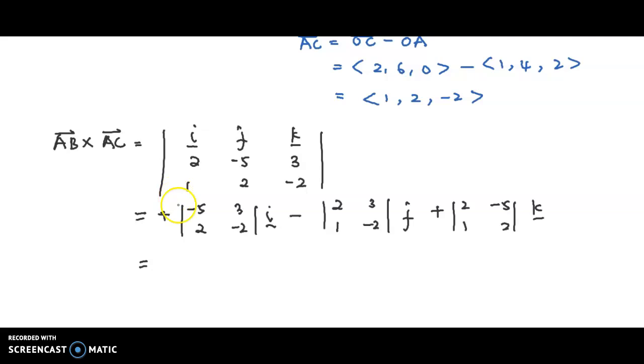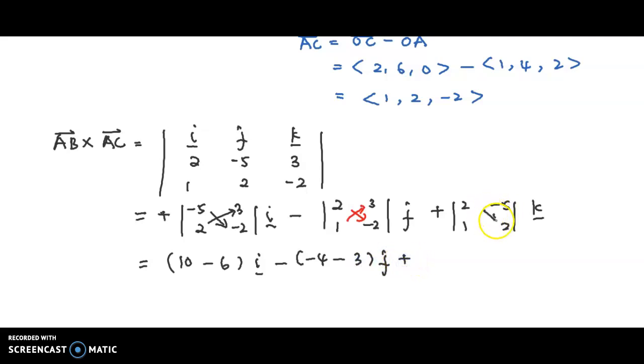After this, try to simplify each minor. Taking negative 5 multiplied by negative 2 minus 3 multiplied by 2, we get 10 minus 6. This will be the coefficient for I. Then taking 2 multiplied by negative 2 minus 1 multiplied by 3, you will have negative 4 minus 3. This is the coefficient for the J term.